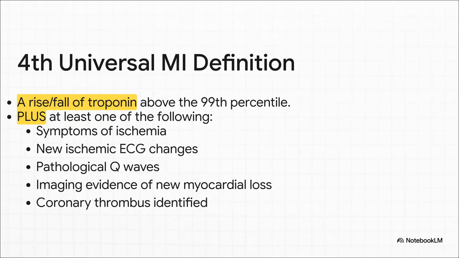So think of this as your official checklist. To diagnose an acute MI, you need that dynamic rise and fall of troponin. That's non-negotiable. But that's not enough. You also need at least one other piece of supporting evidence. Things like classic ischemic symptoms, or new changes on the ECG, or even seeing a new problem on an imaging study. It's the troponin plus something else that makes the diagnosis.